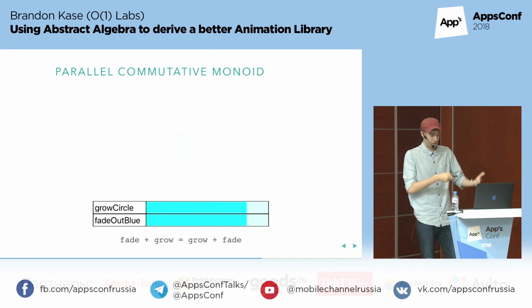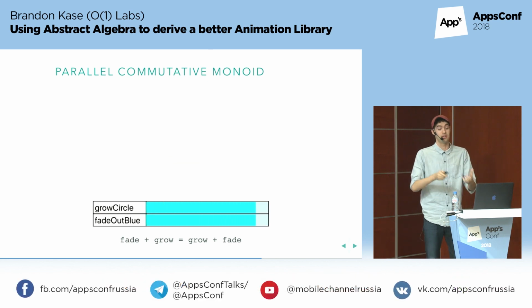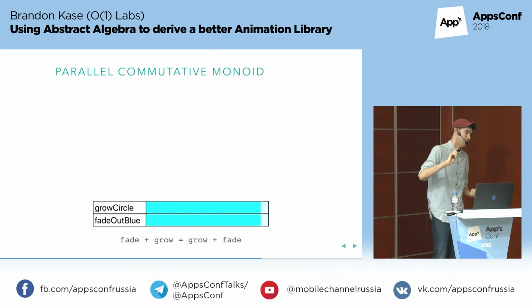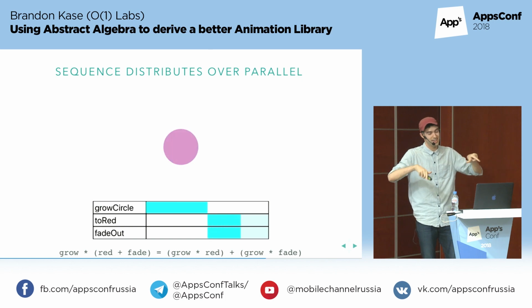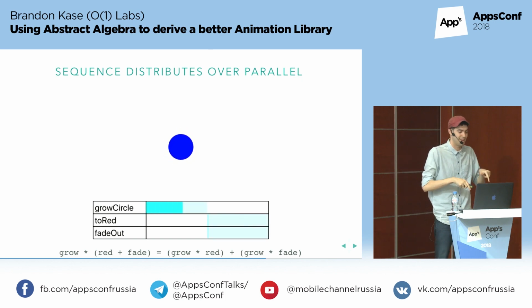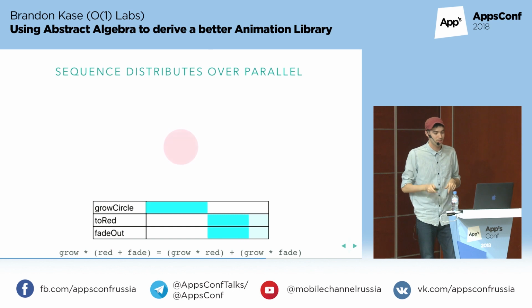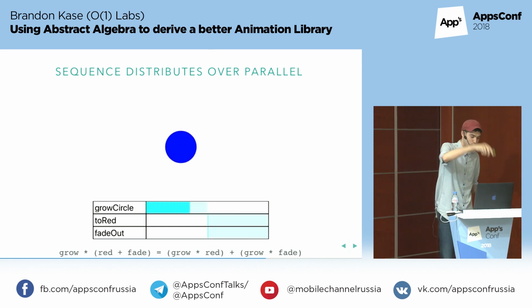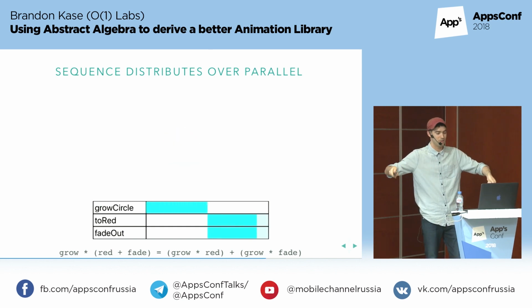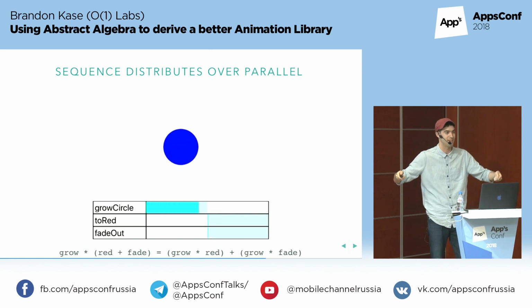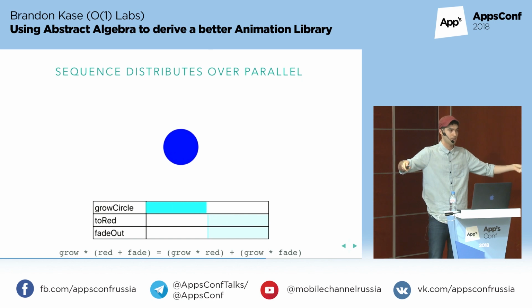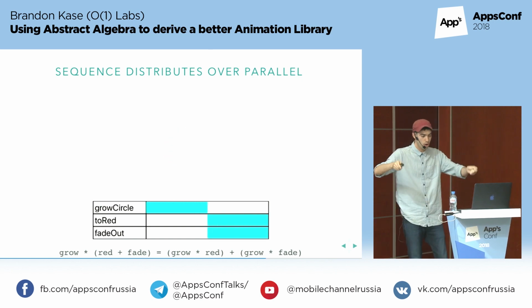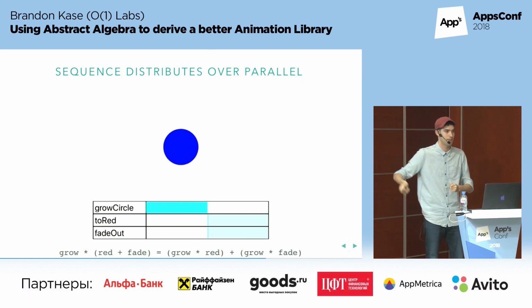So we say parallel composition forms a commutative monoid. Okay. Now we can ask the question, how does sequence interact with parallel? Well, one way to phrase this question is, does it distribute? Is it true that, look at that equation at the bottom, grow times the quantity of red plus fade, like turning red and fading at the same time, is that the same as growing and then turning red at the same time as growing and then fading, right?